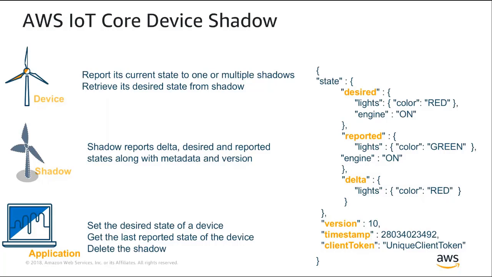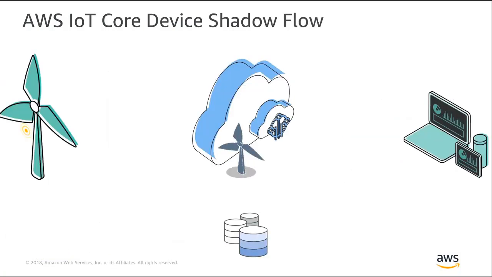So to show this end-to-end shadow workflow, we'll have our device again on the left. In the middle is the AWS IoT Core device shadow, and on the right is our application. Our device is going to publish its current state to AWS IoT Core. This JSON document is then persisted in the AWS IoT Core device shadow service.